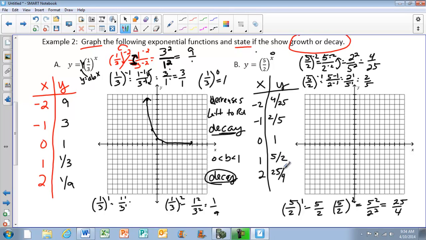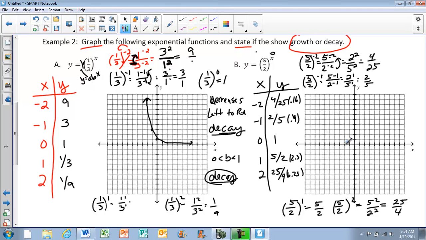Alright, so we have fractions, which is what we want. When we graph, it might be a little tricky, so you want to convert these to decimals. In your calculator, you get 0.16, 0.4, 2.5, and 6.25. So let's graph those points.